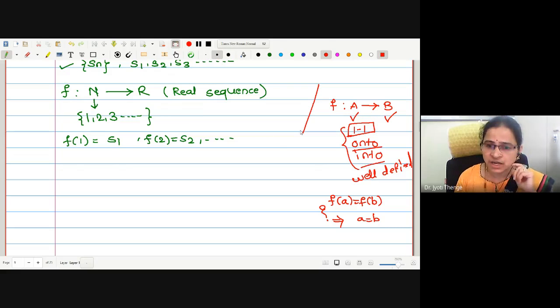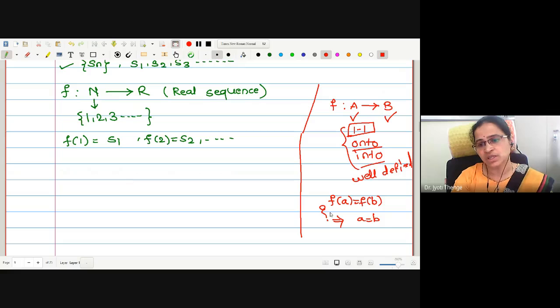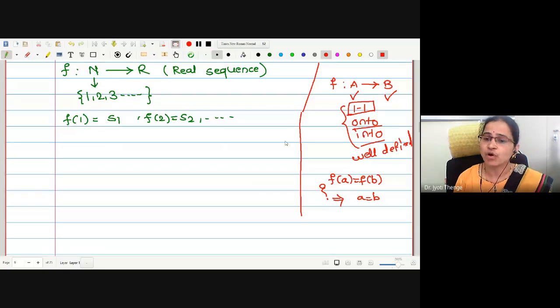Functions and their properties, if the time permits, we will take in today's lecture, or we will take this in the next lecture. Come to the sequences. This is today's homework you can consider: one-one, onto, what you are defining, what is well defined. Many questions are there. Coming back to sequences first, we will complete the sequence part.